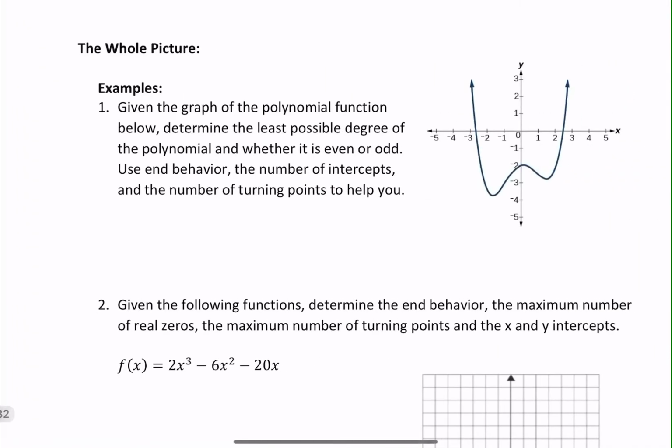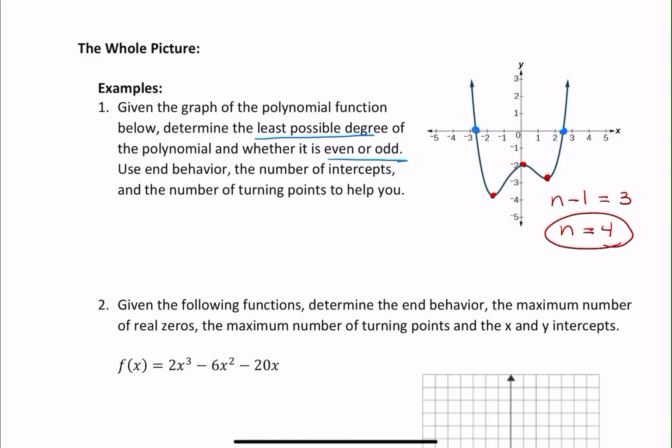So now it's time to put it all together. We've got a graph here. Given the graph, we want to determine the least possible degree and whether it's even or odd. And just look at the intercepts and the turning points. So if you look at this graph, we've got 2 x-intercepts, but we have 3 turning points. So what that tells me is that the turning points, n minus 1, if that equals 3, then n has to at least be 4. So the degree has to be at least 4. Even though we only have 2 intercepts, that's the most it can have, is how it works. So if n is 4, it doesn't have to have 4 intercepts. It can have less than that. So don't just look at the intercepts, look at the turning points too.